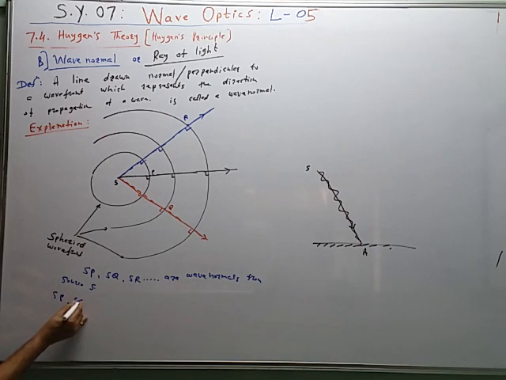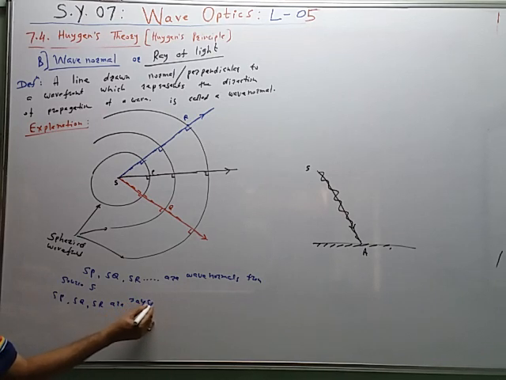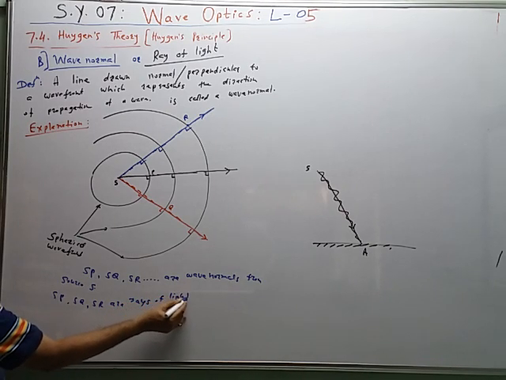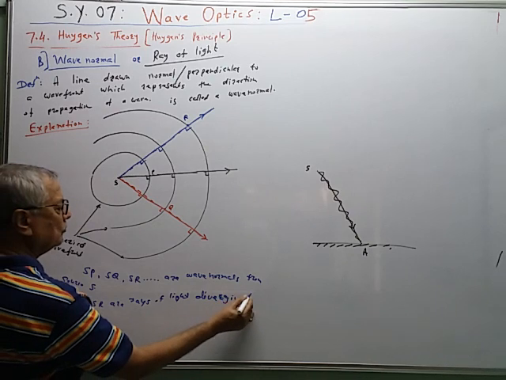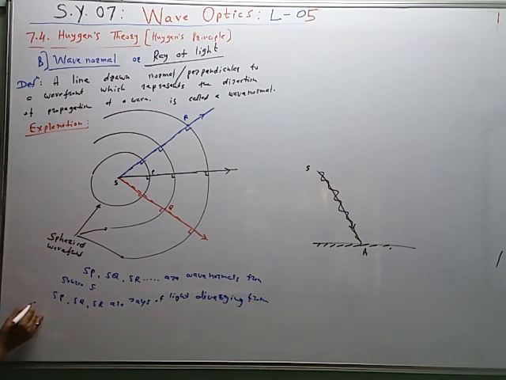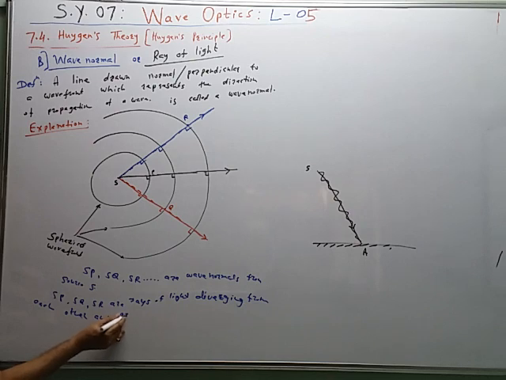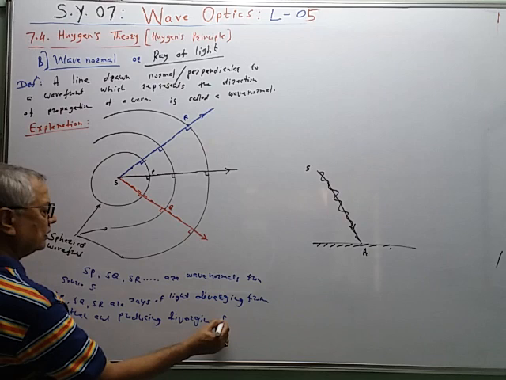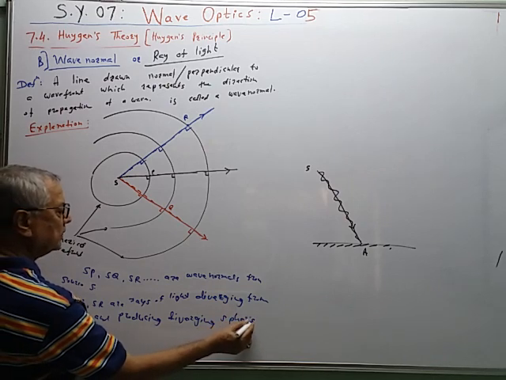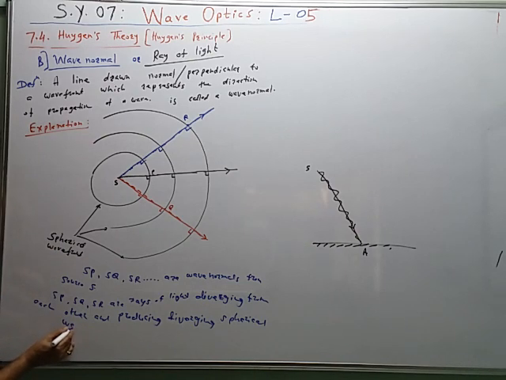SP, SQ, SR are the rays of light diverging from each other and producing diverging spherical wavefront, like this.